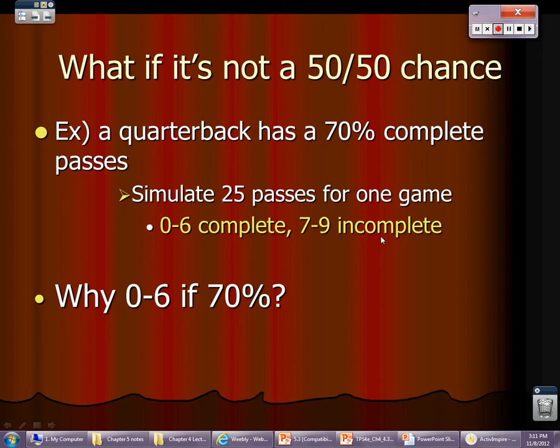I could do a similar series of events where I list out 25 numbers in a row, count how many 0s through 6s I have, denote them as completions, count how many 7s, 8s, or 9s I have, denote them as incomplete. Again, 0 through 6 is 70%. Keep in mind, 0, 1, 2, 3, 4, 5, 6 is 7 numbers, giving me the 70%.